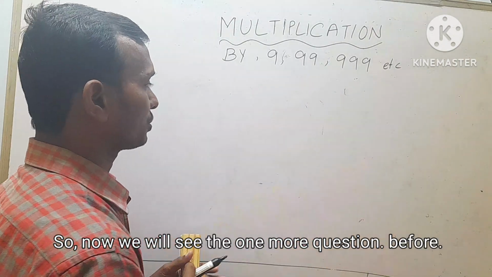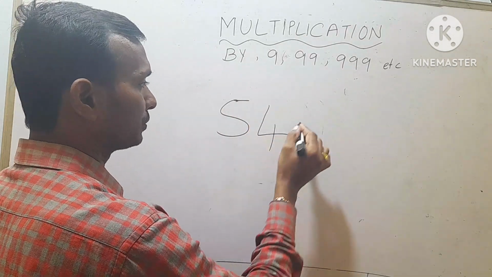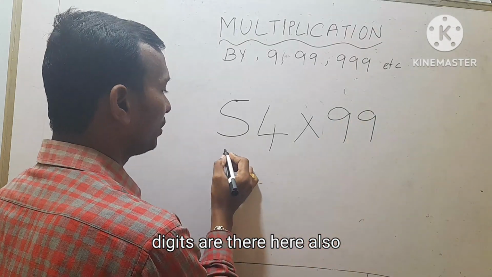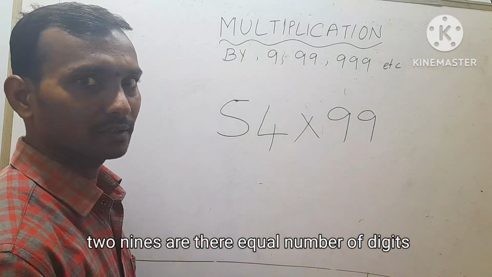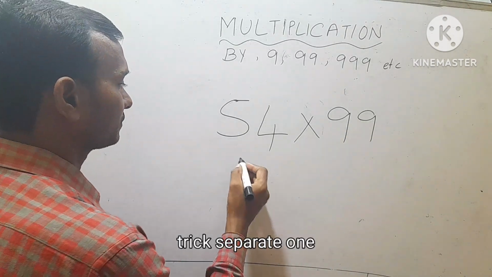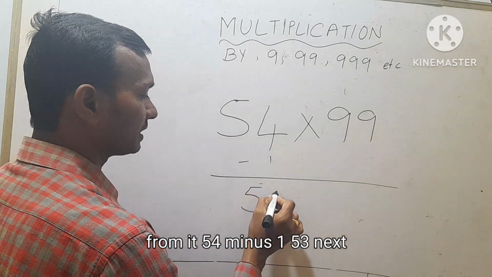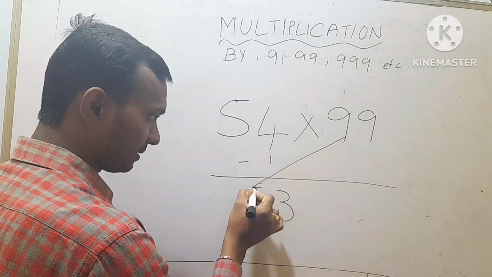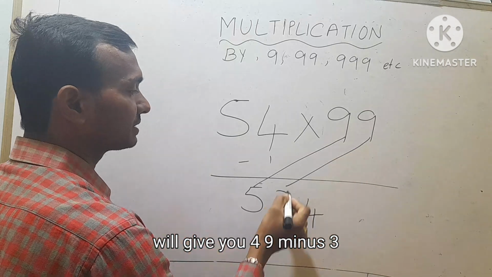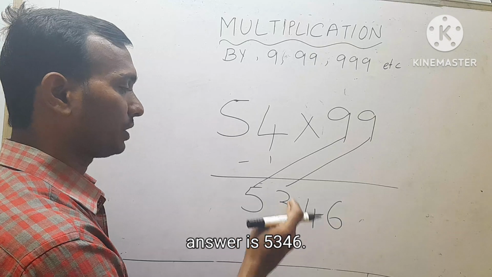So now we will see one more question. 54 into 99. Here 2 digits are there. Here also 2 9s are there. Equal number of digits, equal number of 9s. Now we can apply this trick. Subtract 1 from it. 54 minus 1, 53. Next step. 9 minus 5. That will give you 4. 9 minus 3, 6. The answer is 5346.